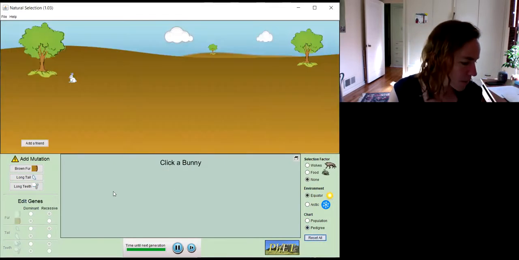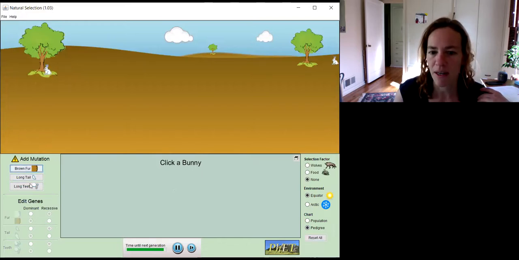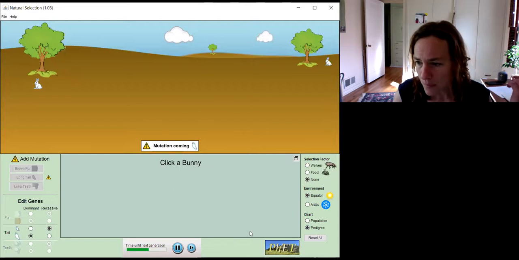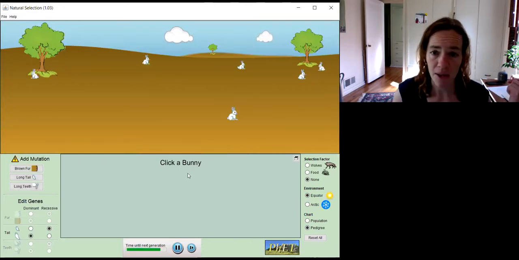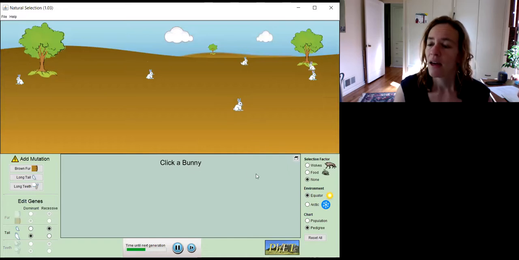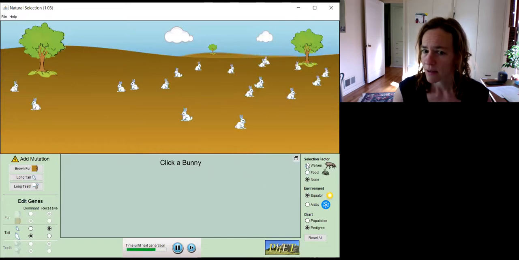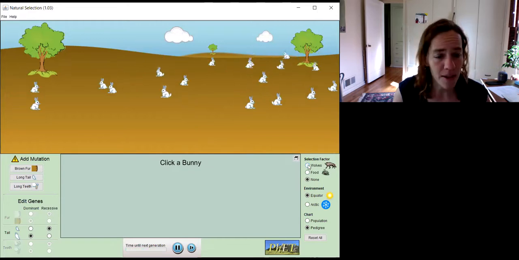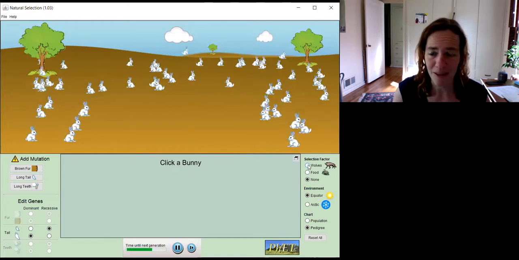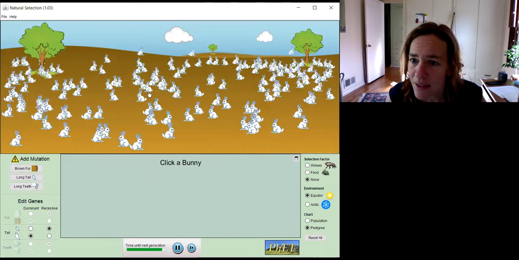Now, the last few questions ask you to come up with some hypotheses and test them about these other characteristics. So let's add a friend, let's add a long tail. So we have a mutation with a long tail, and let's see if that affects the outcomes at all. The long tail, now we're going to add the wolves. Do you think the long tail is going to affect how the wolves get the bunnies? You can see this one has a long tail, and this one has a short tail.